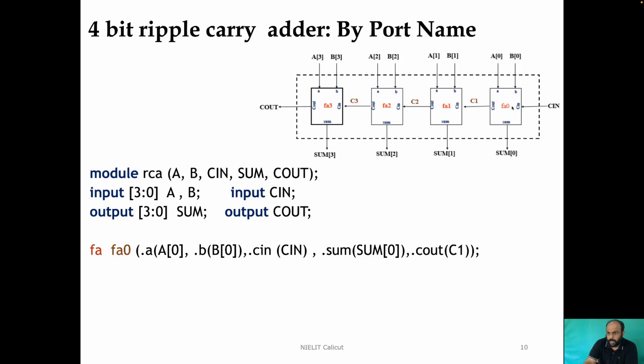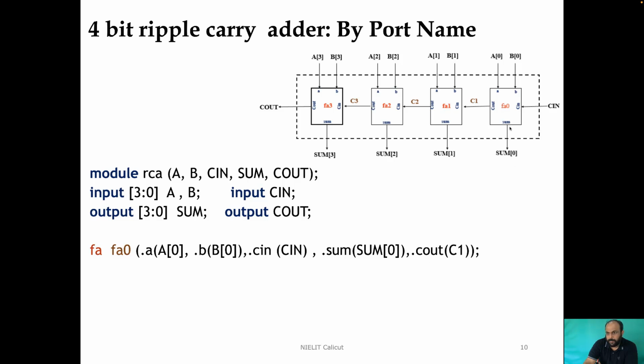Then inside the bracket I am writing any port of my subblock. So here this is the subblock I am dealing with. I am taking one port of that subblock, say A, dot A is connected to A of 0. The meaning of this is the port by name A of my subblock is getting connected to the port A of 0 of my top level block. Then B is getting connected to B of 0, C in is getting connected to capital C in. C in of my subblock FA0 is getting connected to capital C in of my ripple carry adder, sum of my subblock is getting connected to sum 0 of my top level block.